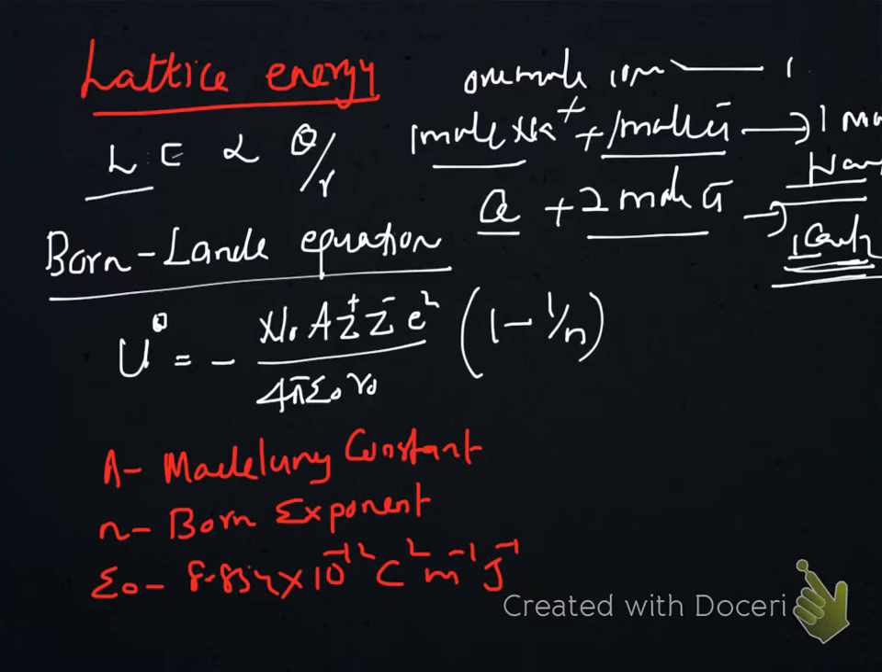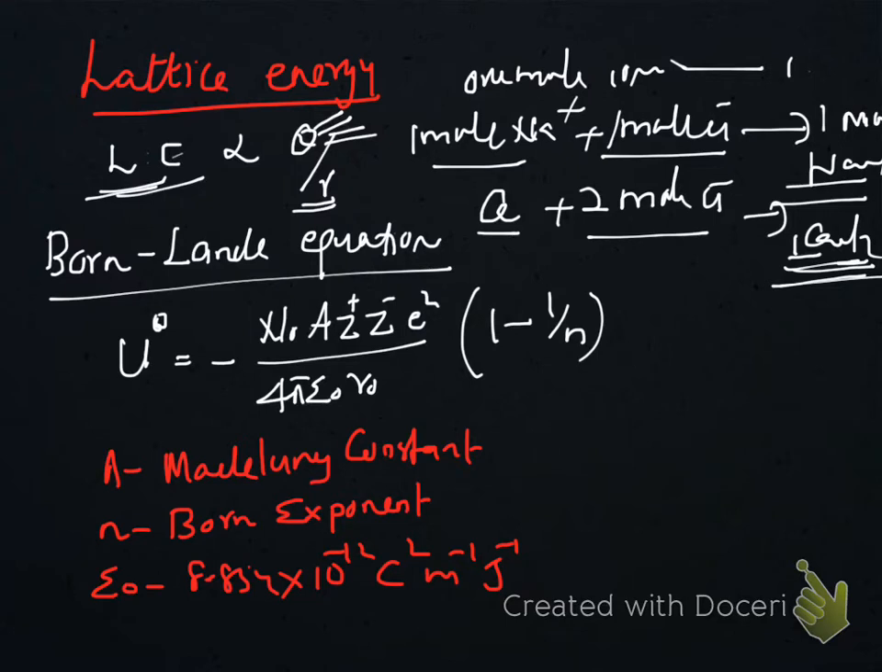This lattice energy is directly proportional to charge of the ion and inversely proportional to distance between them. That is also related to size. When the size of the ion increases, distance between the ions also increases, then lattice energy decreases. When charge increases, lattice energy increases.